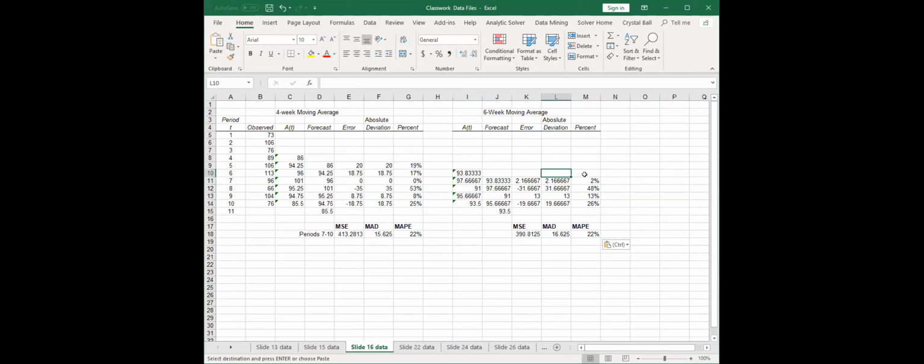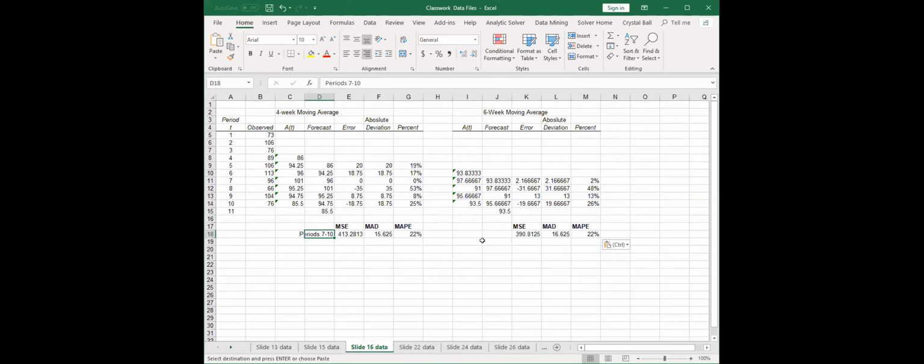So overall, it looked like the error, I guess the mean error stayed about the same. I'm not sure if I did this right. I just used period 7 through 10 since I could compare both averages. Actually, why don't you do this instead of period 7 through 10?